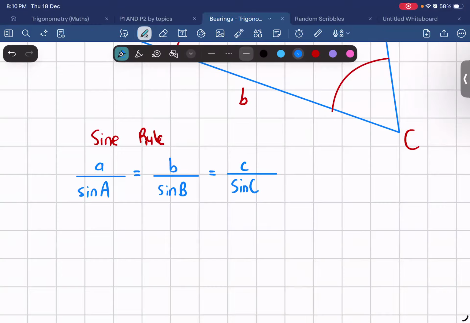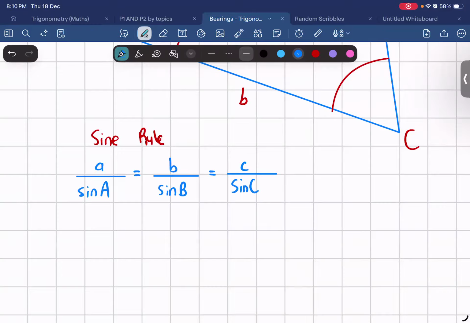Now, remember the sine rule: a over sine A, where the capital letter means it's an angle, b over sine B, is equal to c over sine C. But are you probably wondering which two should I choose? Because in the sine rule, you always have to choose 2 out of the 3. So the first hint is to look for a pair of information.